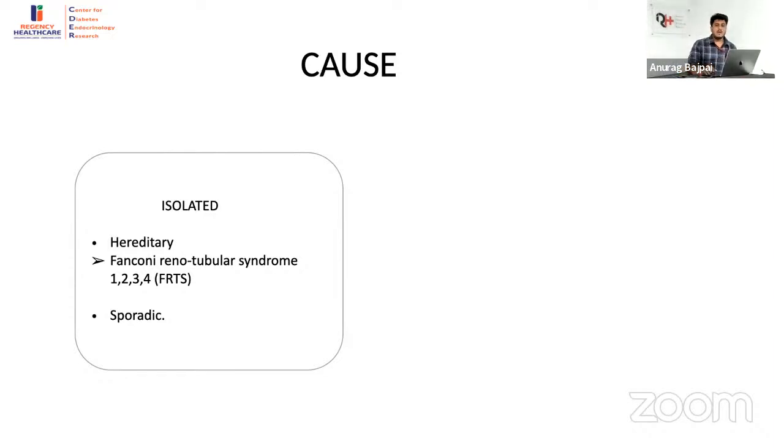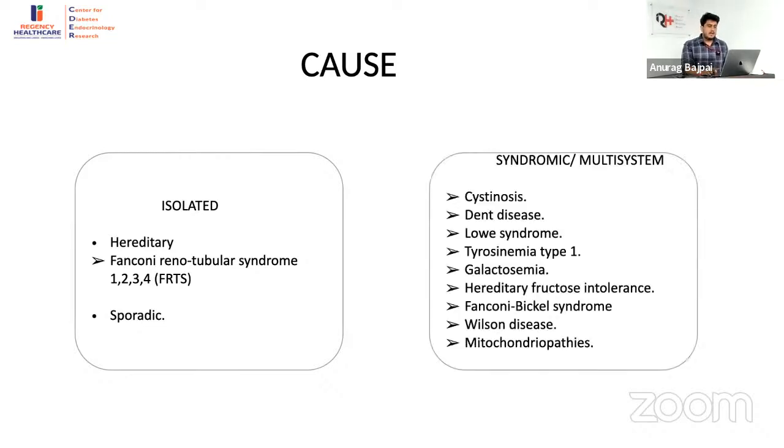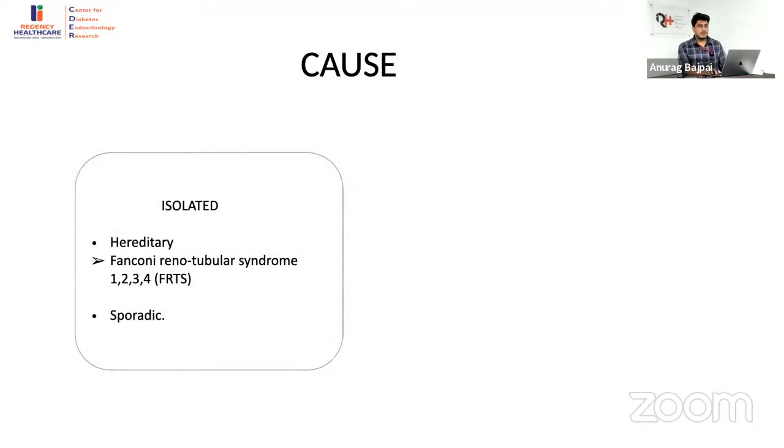Sir, nicely summarized regarding the various causes of both distal as well as proximal RTA. Now, I'll be discussing the various causes with relation to this particular case. And we have this case of Fanconi syndrome. With regards to the cause, it can be a case of isolated Fanconi syndrome where there is only sole manifestation of proximal renal tubular dysfunction, which could be either hereditary in the form of Fanconi renal tubular syndrome 1, 2, 3, 4, where the gene affected is the FRTS gene. And in most of the cases, it can be sporadic.